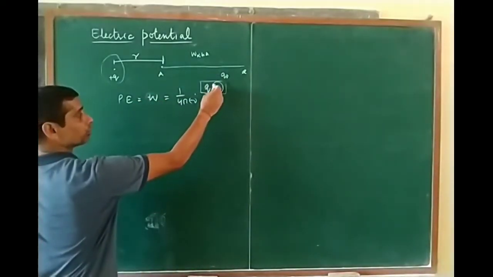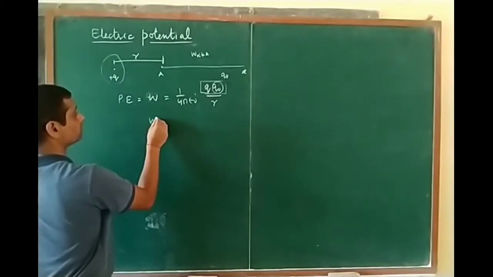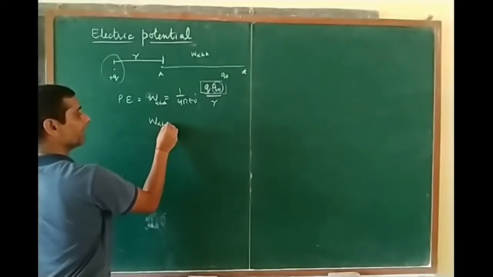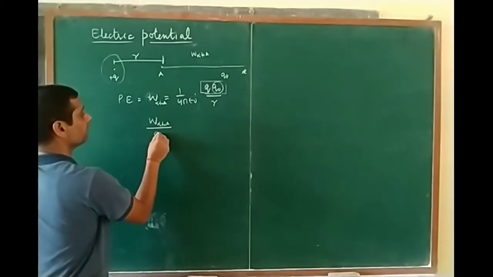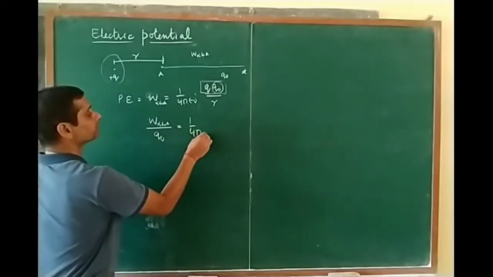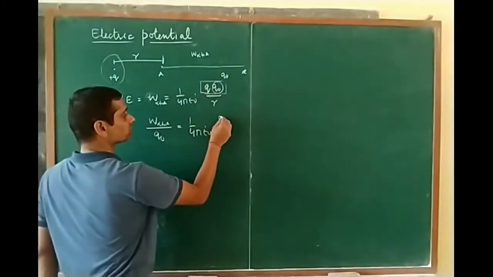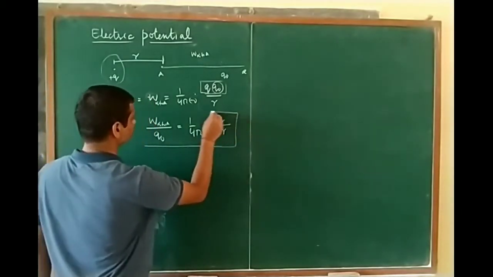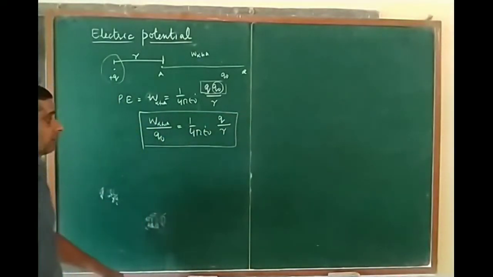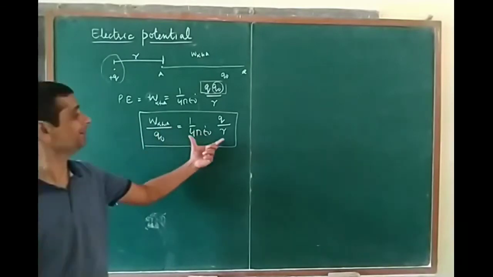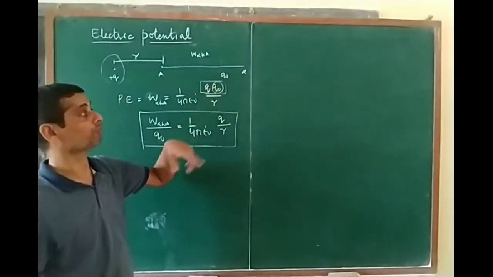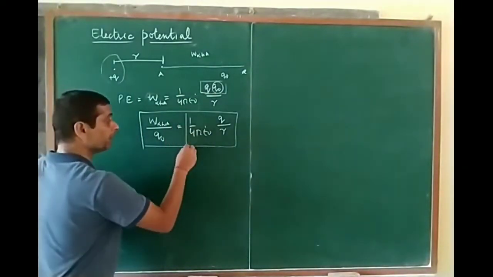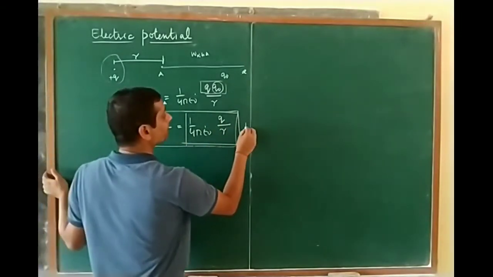If I take this Q naught to the left hand side, it becomes W, from infinity to A, where A means a particular location, divided by Q naught, equal to 1 upon 4 pi epsilon naught Q divided by R. Q naught is gone. Now this term, work done per unit charge, is independent of the test charge which is brought from infinity to this location. This term, which is independent of the test charge, is known as the electric potential.